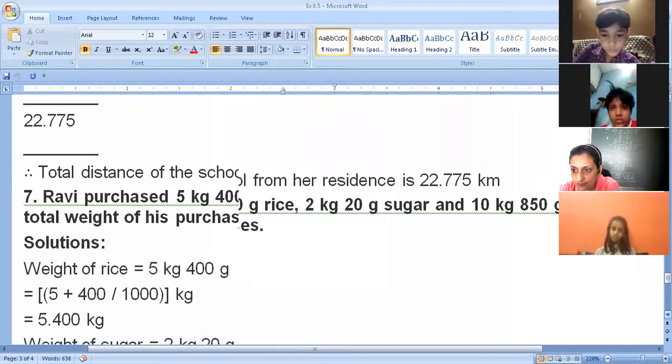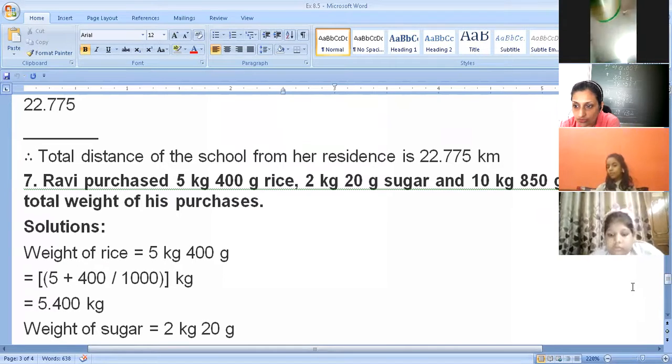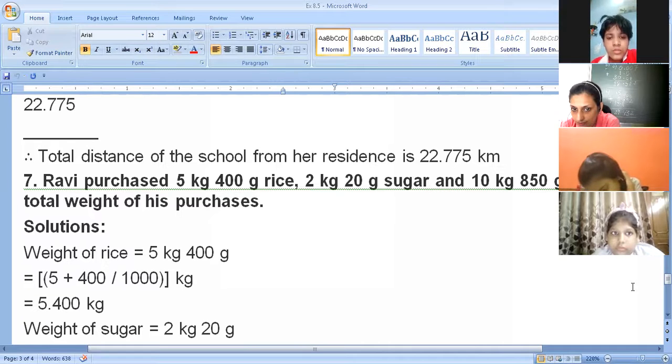Now do the next one. Weight of sugar. 2 kg, 20 gram. 20 gram will be changed into kilogram. So when you write in fraction, what will be the answer? Give me the answer in the chat box. 20 gram, when changed into kilogram, write it in fraction. What will be the answer? Yes, Tanish, your answer is correct. Yes, Ridhima, your answer is also right.